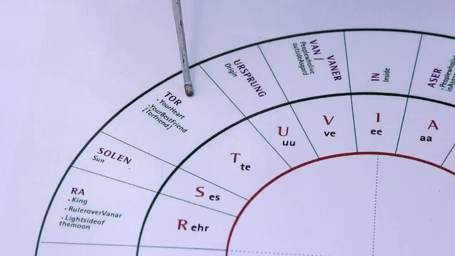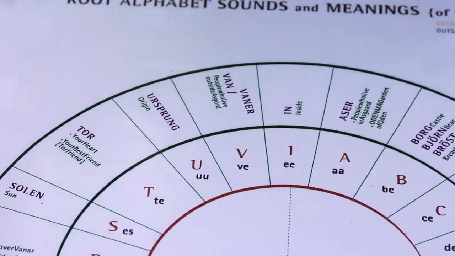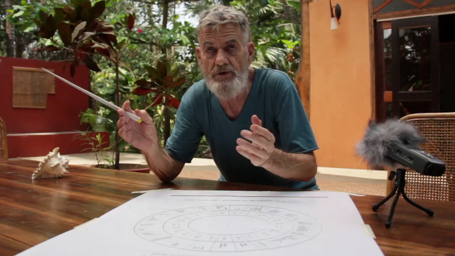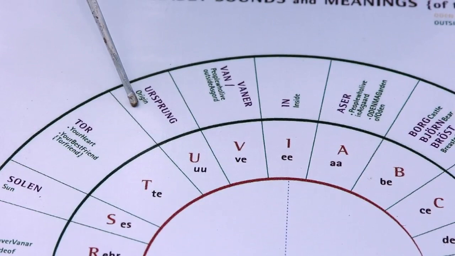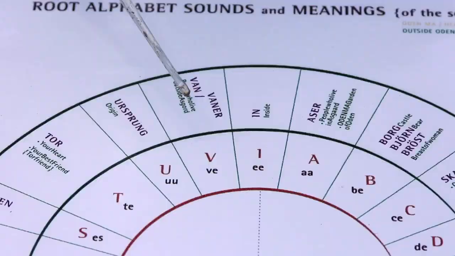The next sound is the sound oo. Oo is you in English, but in root language it's the sound oo, and it means ursprung. And ursprung in this root language means the origin, where the life sprung up from, the origin. The sound oo, the origin in English. And it's one clean, clear sound called oo. The next sound is the sound ve. In English, we would call it V.